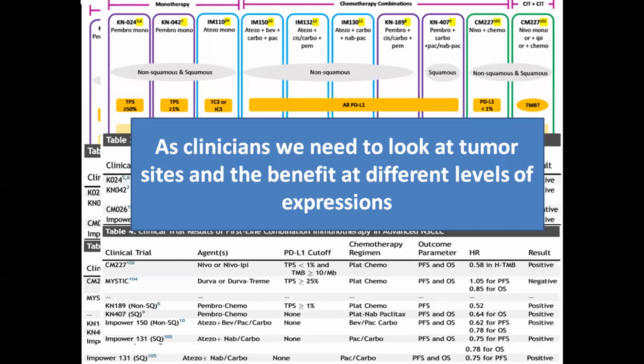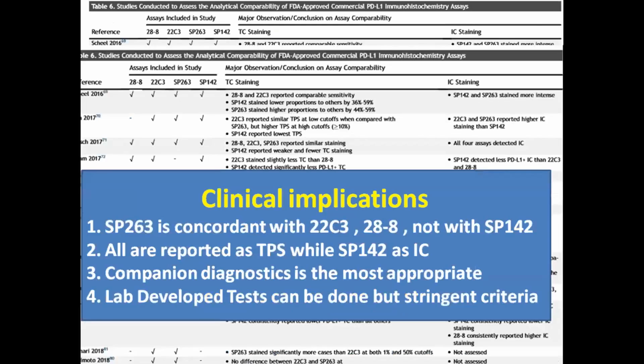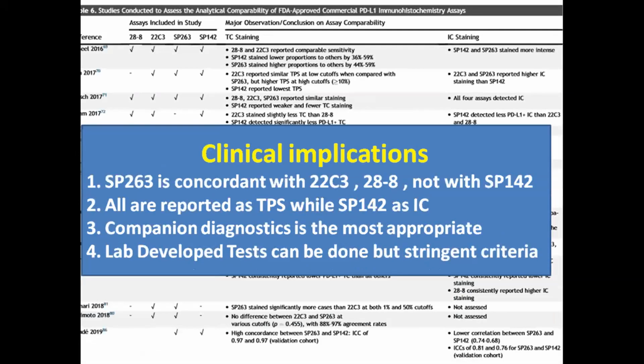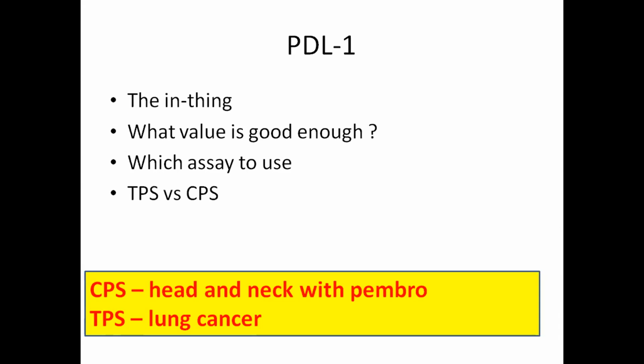You just do not look at the report, look at the benefit the patient will take, which assay is very, very important. SP263, if it's taken, is concordant with 22C3 and 28.8, but not with SP142. All are reported as TPS, while SP142 as IC. Companion diagnostics for Pembro for 22C3 and Nivo for 28.8 is the most appropriate, but SP263 is probably good enough, except for Atezo. But lab developed tests, few of the labs do it, but if done, they have stringent criteria.